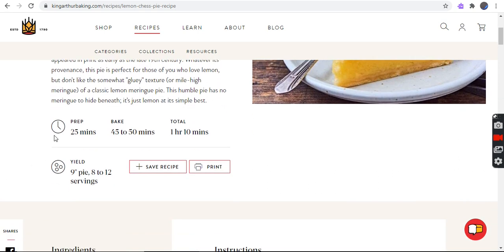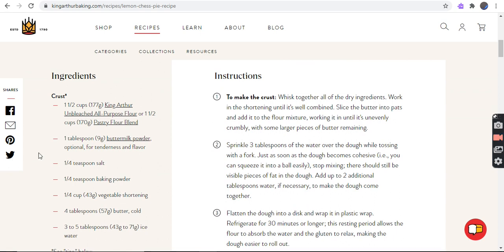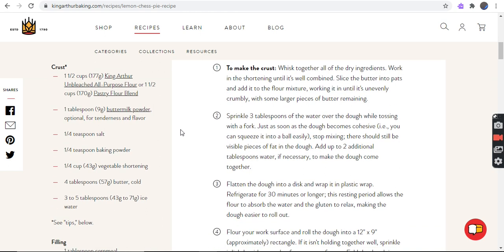Prep 25 minutes, bake 45 to 50 minutes, total 1 hour and 10 minutes. Yield: one 9-inch pie, 8 to 12 servings. Ingredients and instructions. Okay, so the crust: 1 and a half cups, 177 grams, King Arthur unbleached all-purpose flour, and 1 and a half cups, 170 grams, tasty flour blend. 1 tablespoon, 9 grams, buttermilk powder, optional for tenderness and flavor.